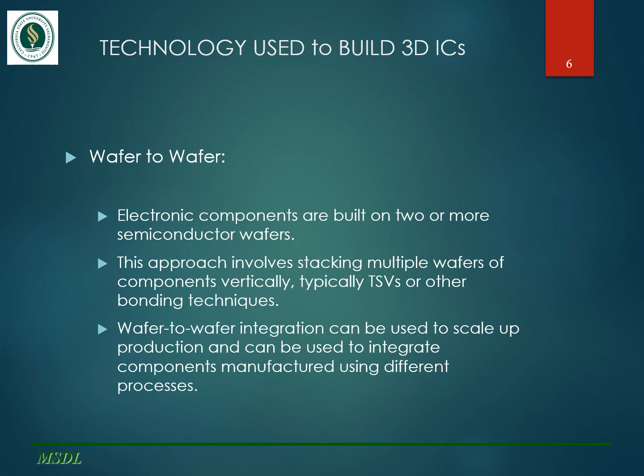Now, the technologies that we use to build 3D ICs. First, wafer to wafer. This approach involves stacking multiple wafers of components vertically, typically using TSVs or other bonding techniques. Electronic components are built on two or more semiconductor wafers in this technique. This integration can be used to scale up production and can be used to integrate components manufactured using different processes.